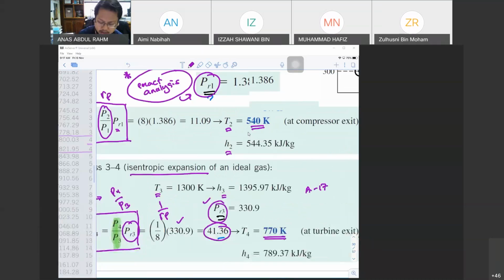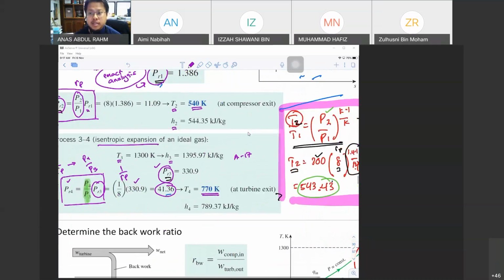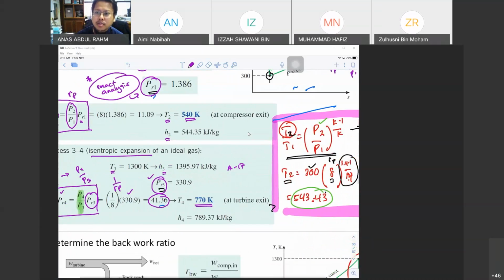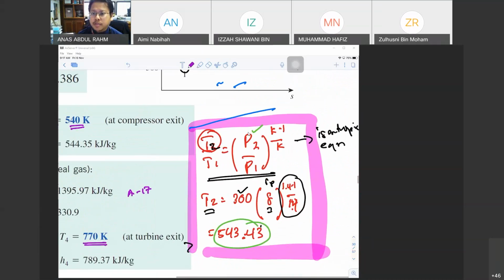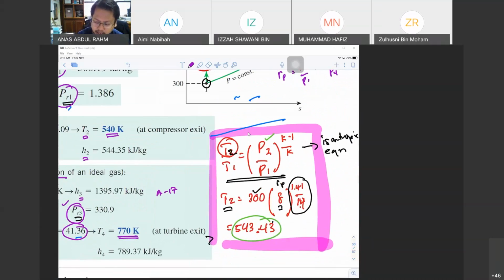Okay, alright. So just to give you some idea how the values or the answers are different if you use exact or approximate. So if you look over here, I just attempted to use the approximate analysis for, okay, kita nak calculate just now T2. So T2 divided by T1 equals P2 over P1 to the power of (K minus 1) over K. Saya nak cari T2, kita tahu what is T1, sorry, this is T1. Kita tahu Rp, P2 divided by P1, and we know the K is 1.4. So if you substitute, you get your answer of T2 543.